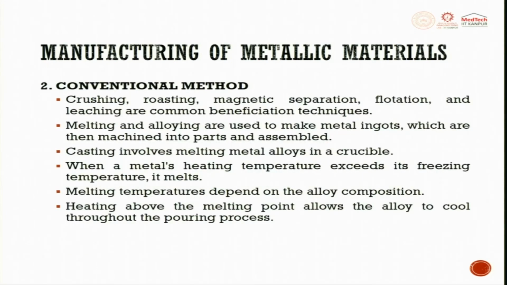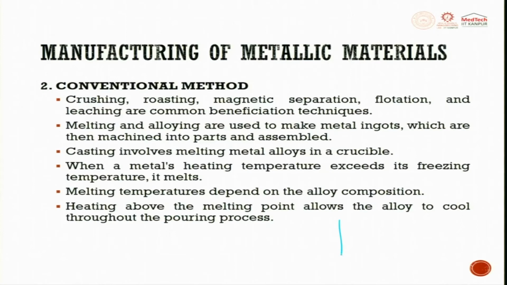When we talk about the conventional methods, crushing, roasting, magnetic separation, floating, and leaching are some of the common beneficiation techniques. Melting and alloying are used to make metal ingots, which are then machined into parts and assemblies. Casting involves melting of metal alloys in a crucible. When a metal's heating temperature exceeds its freezing temperature, it melts. Melting temperature depends on the alloy composition. So, heating above the melting point allows the alloy to cool throughout the pouring process.